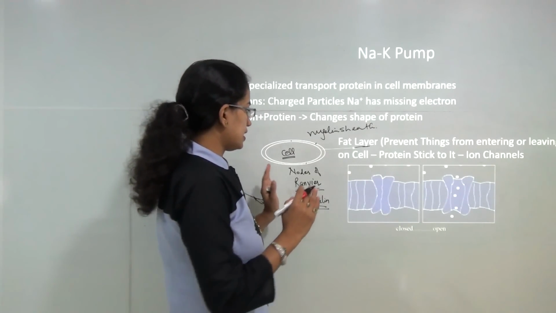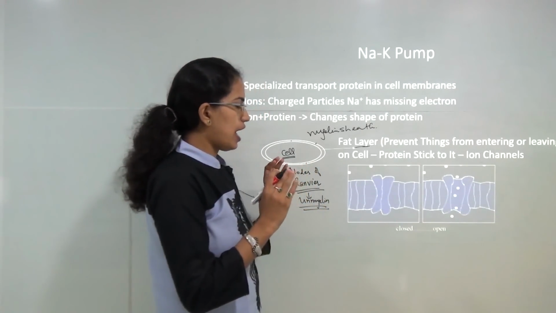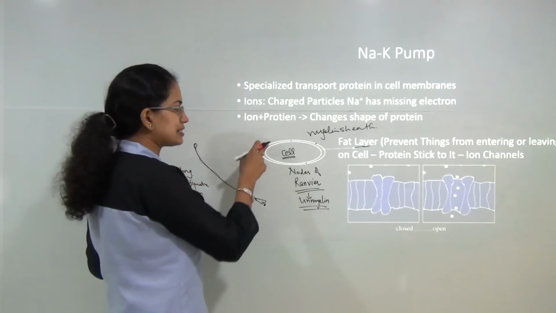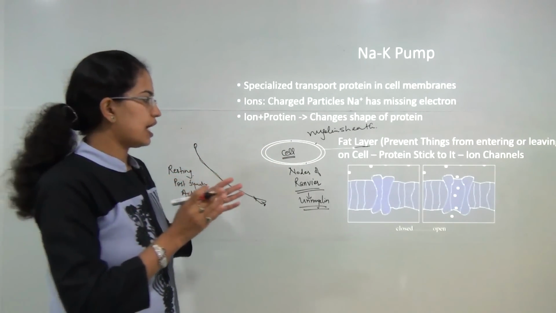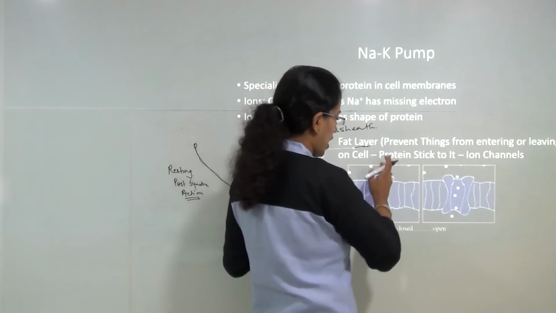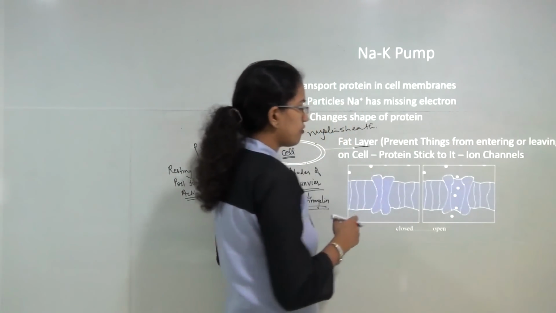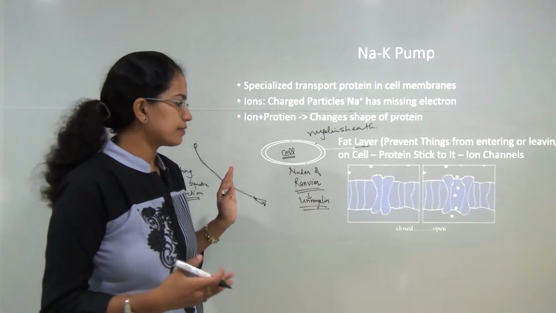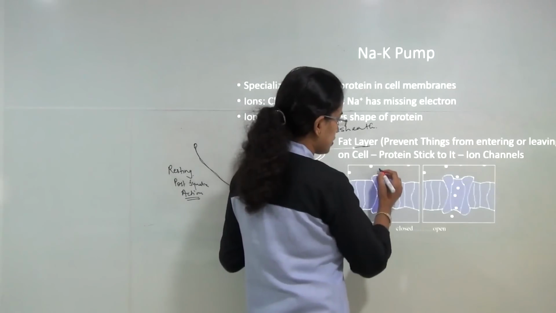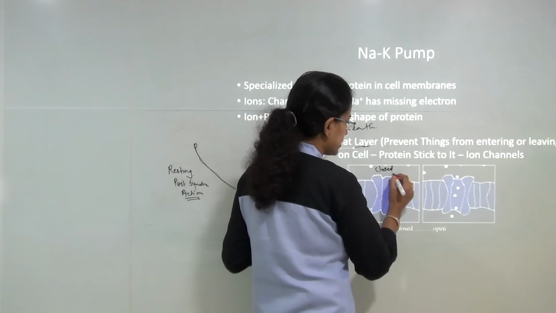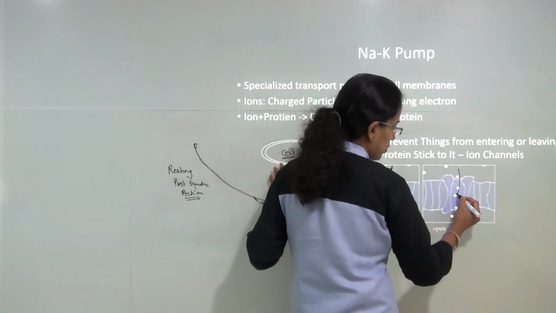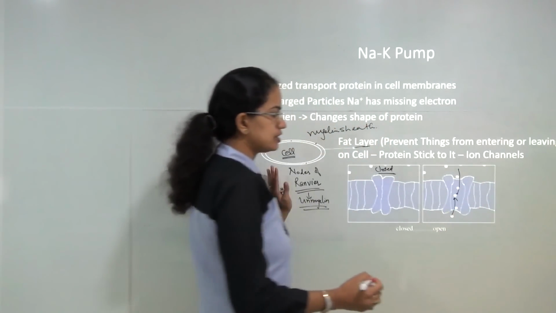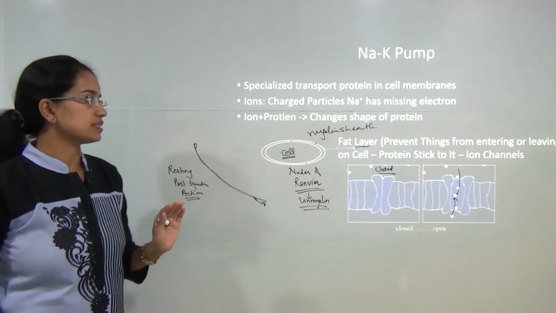Now what basically happens is, you have proteins that stick to the cell and form the ion channels, and through these ion channels you have movement of sodium, potassium and chloride. So this is a structure where you have a kind of closed gate that could be seen, and here is a kind of open channel where you have movement of ions through the channel.